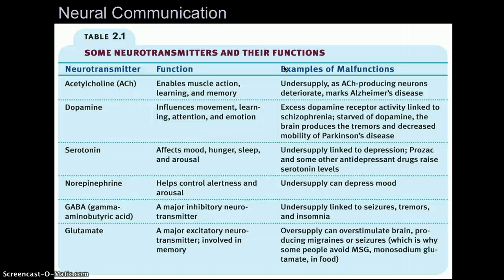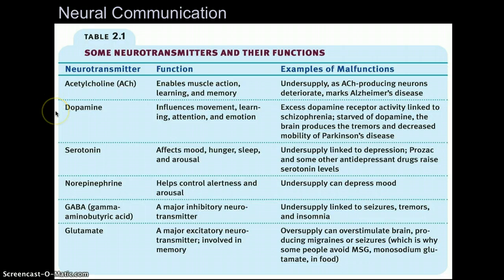shrinks in size, and the neurons and the nerves and the brain itself just degenerate and kind of start to shrivel up. There's a great link on the website that you can use to take a tour of the brain and compare a brain that's functioning normally with one that is affected by Alzheimer's. So acetylcholine is involved there.